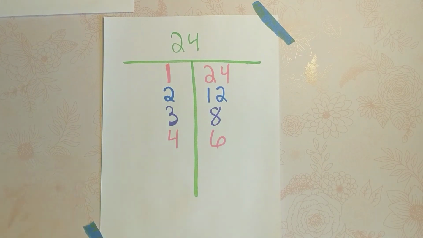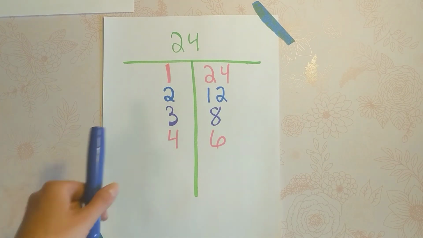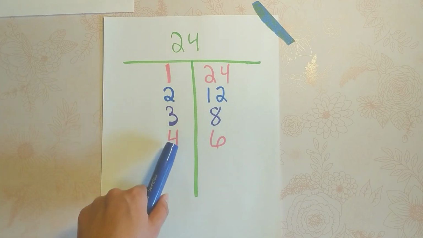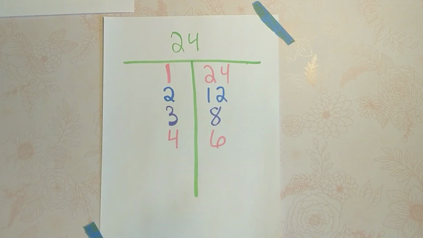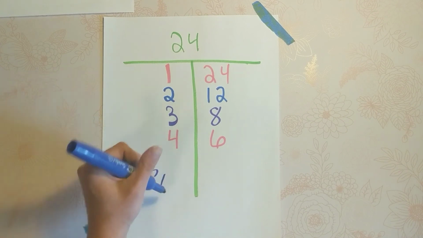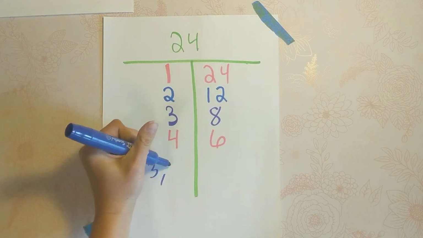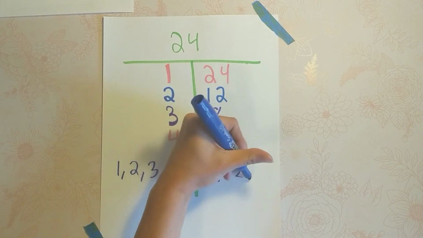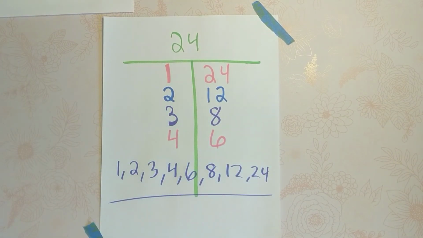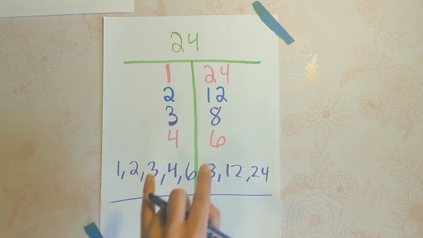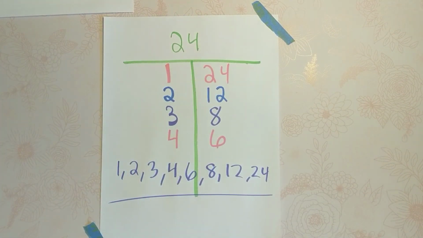So the factor pairs of 24 are 1 times 24, 2 times 12, 3 times 8, and 4 times 6. But the actual factors of 24 are 1, 2, 3, 4, 6, 8, 12, and 24. So it has 8 factors and 4 factor pairs.